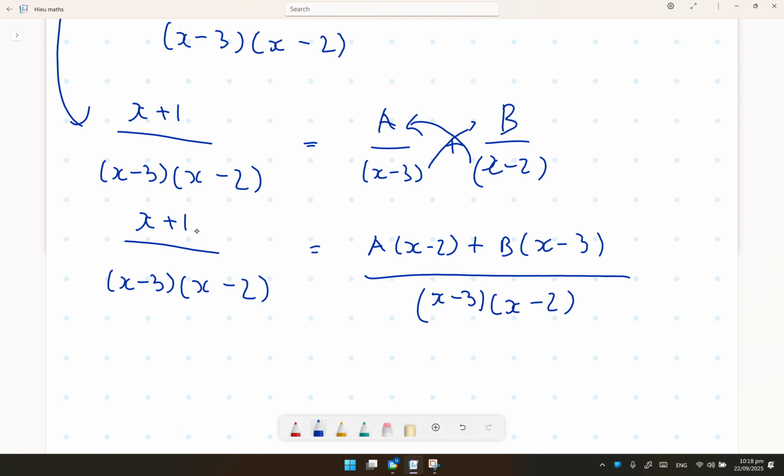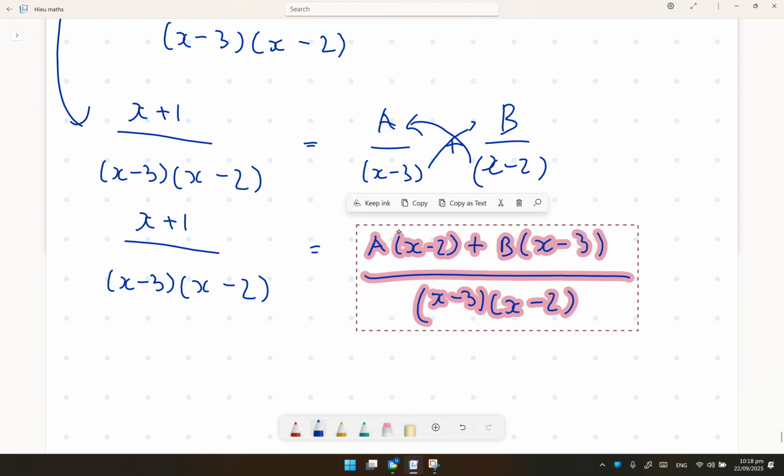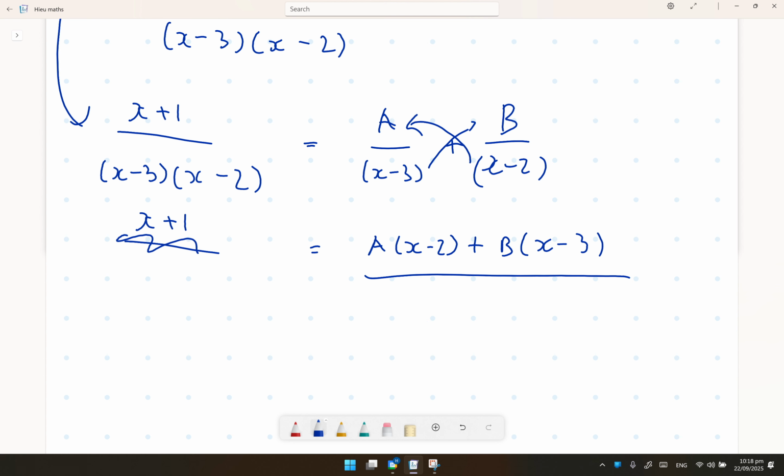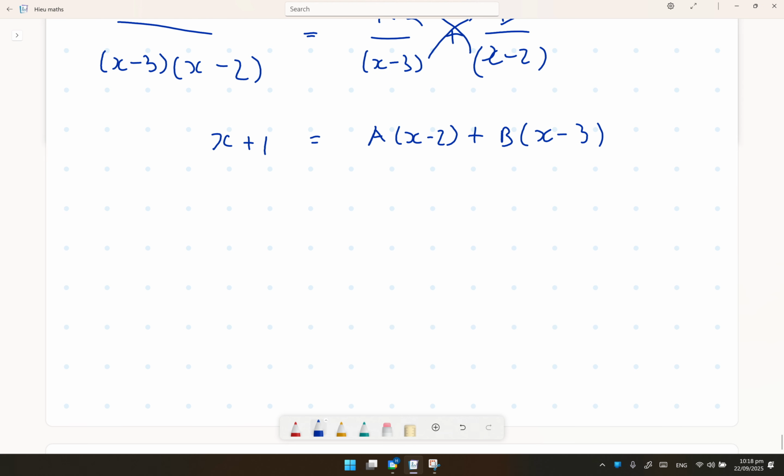You see how this fraction here has the same denominator as this fraction here, that means that we can think of it as these numerators are equal. So now if we set up this equation here, where x plus 1 is equal to a multiplied by x minus 2 plus b multiplied by x minus 3, there's two methods we can use. A very intuitive one is when we consider the roots. So we have x minus 2, right?